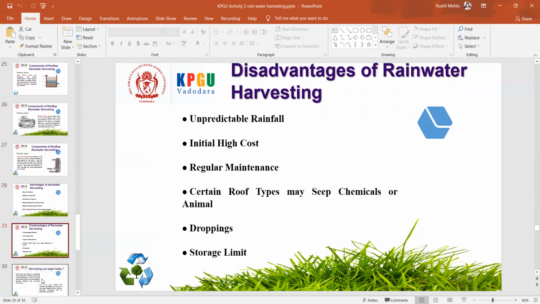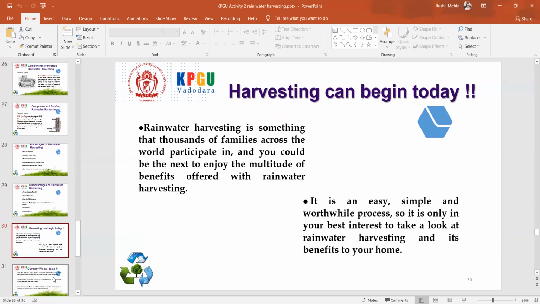The disadvantage is that rainfall will always be an unpredictable aspect, so you can never know whether it will be useful or not. There is an initial high cost, and regular maintenance will be required. Certain roof types may shed chemicals or other things, and there is a storage limit. These are some of the downsides of this system. But still, harvesting can begin today.